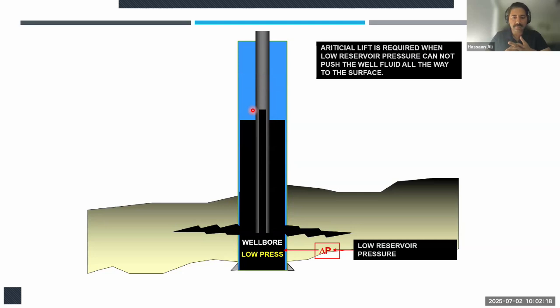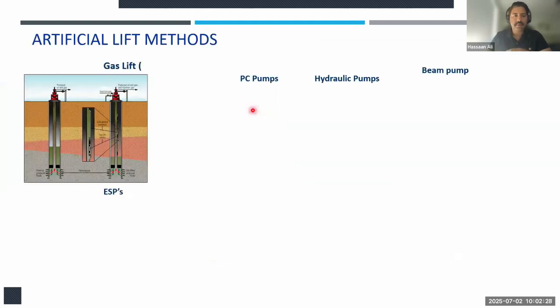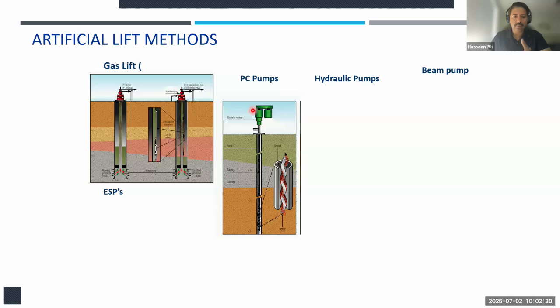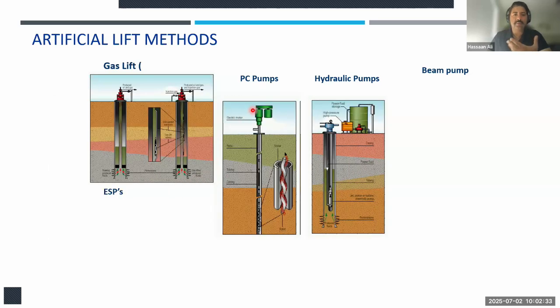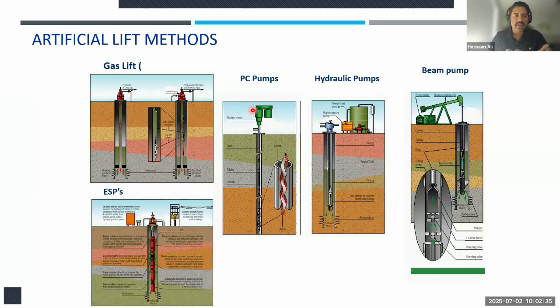Now, artificial lift systems are different types of systems that you select based on your well conditions and some other factors that we are going to talk about later on, which will help your wellbore fluid come to the surface with some assistance. There are different types of artificial lift systems. I'm going to start with gas lift. We have progressive cavity pumps that we are going to discuss today. We have hydraulic pumps, and we have beam pumps.